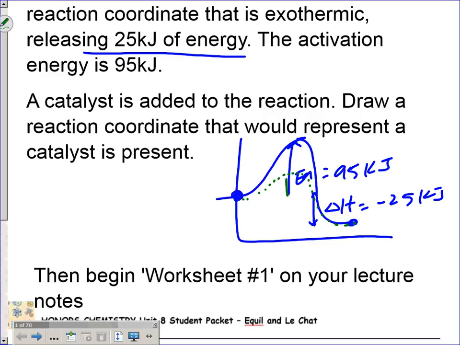So what would be a good activation energy that I could assign for that green graph right there? Approximately. Just shout out a number. I heard 60. Okay. So anything lower than 95 is what I was looking for, because as long as it's lower in activation energy, you're in good shape. Okay, so that's a quick review of catalysts.